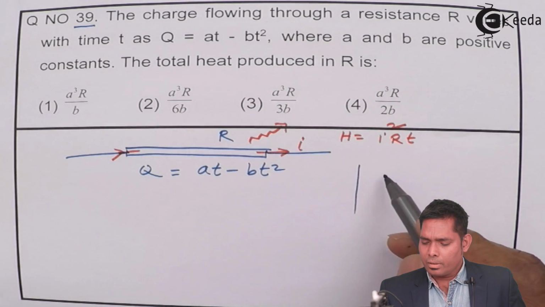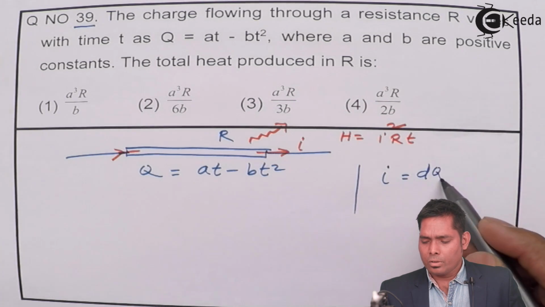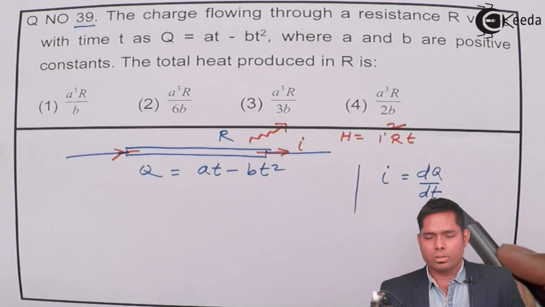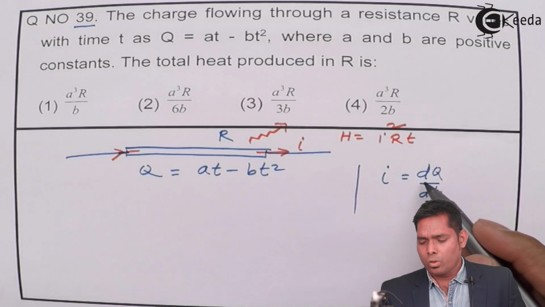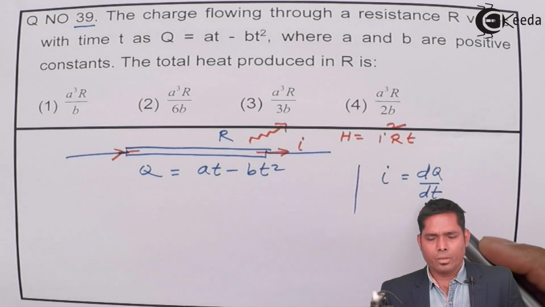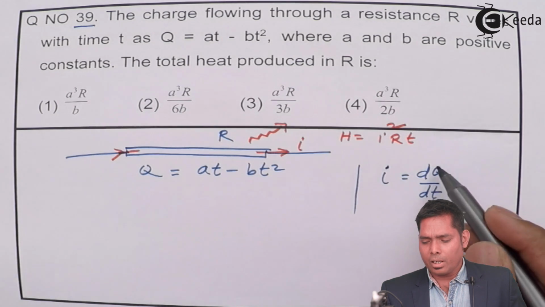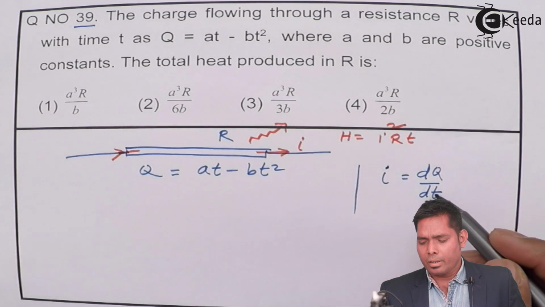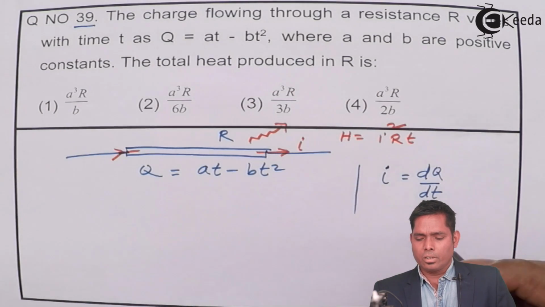We know that the basic definition of current is the rate of flow of charge, dq over dt, how fast or slow the charge is flowing in a given time. So this rate of flow of charge determines the current. If the charge is more in less time, then current is high, and if the charge is less, then current is low.